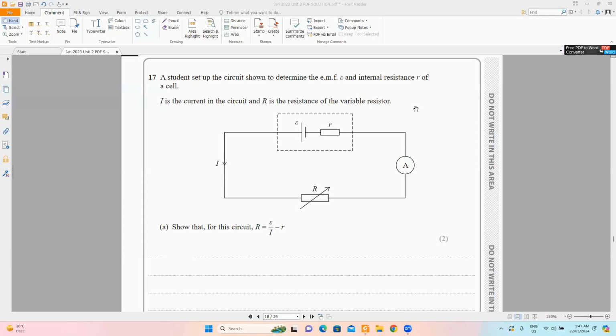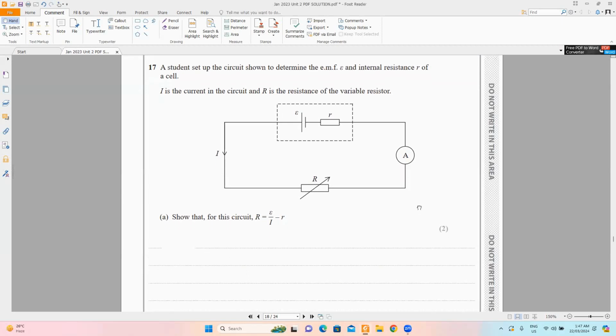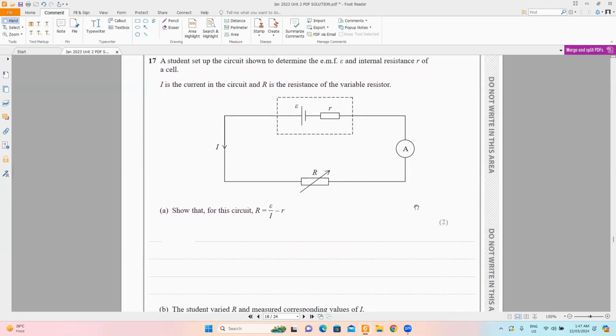Question 17 says, a student set up the circuit shown to determine the EMF and internal resistance r of a cell. I is the current in the circuit and R is the resistance of the variable resistor. Show that for this circuit, R equals EMF by I minus r. Forget what the question asks you to show. Just look at the circuit.